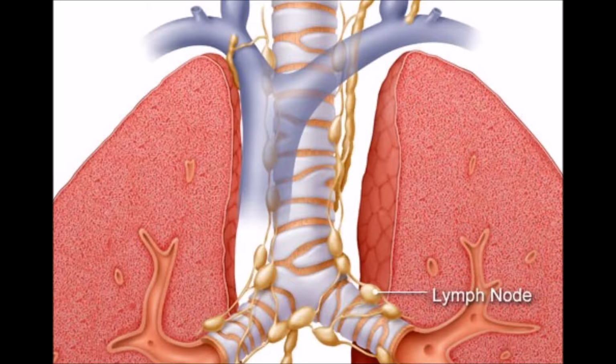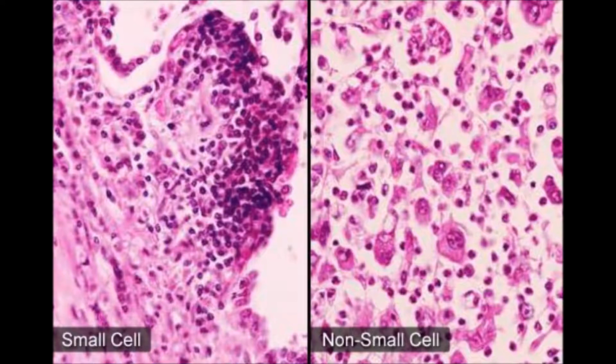The major types are small cell lung cancer and non-small cell lung cancer. Small cell lung cancer is more aggressive, meaning it can spread quickly to other parts of the body early in the disease. It is strongly tied to cigarette use and is rare in non-smokers. Non-small cell lung cancer grows more slowly and is more common. It is responsible for almost 85% of lung cancers.